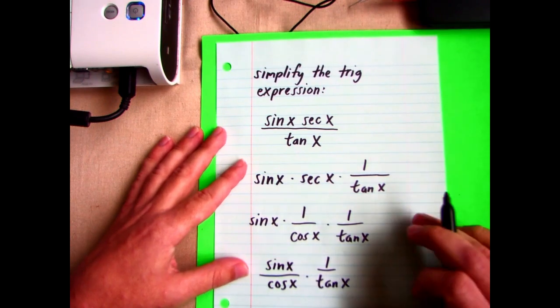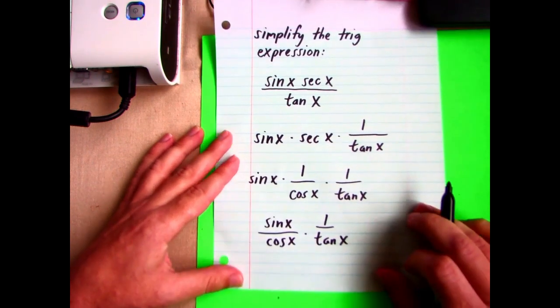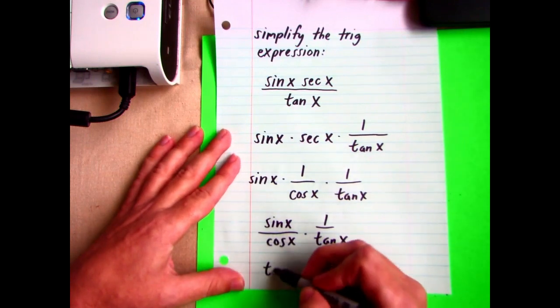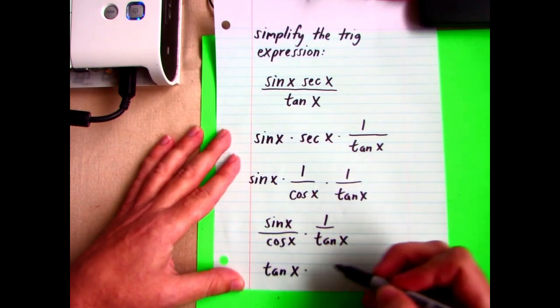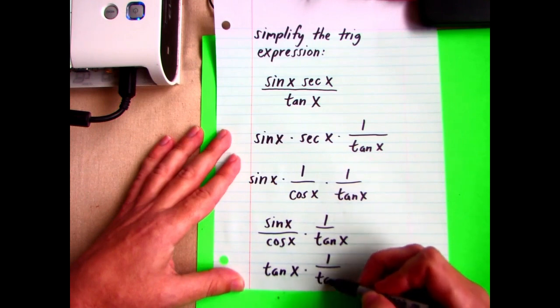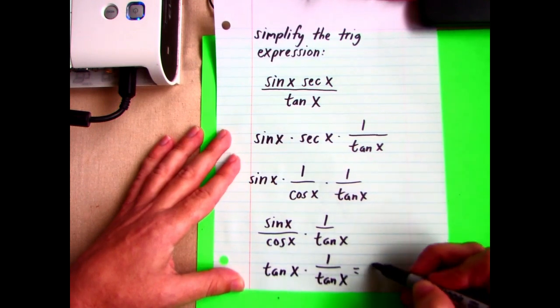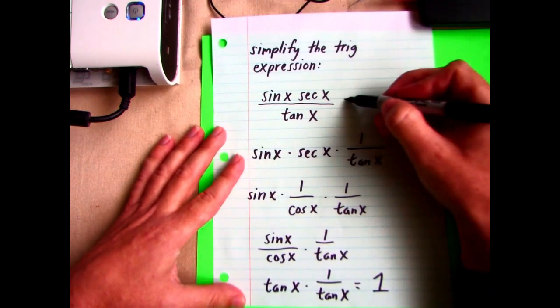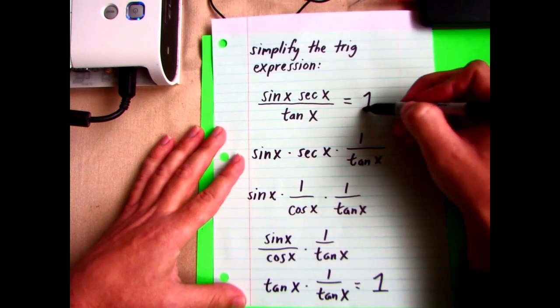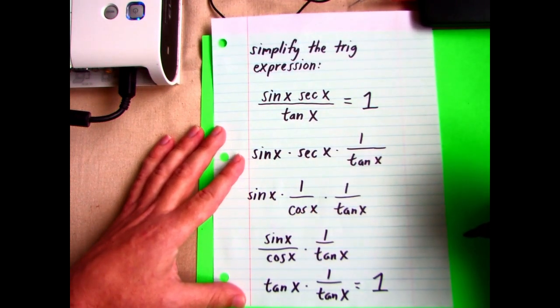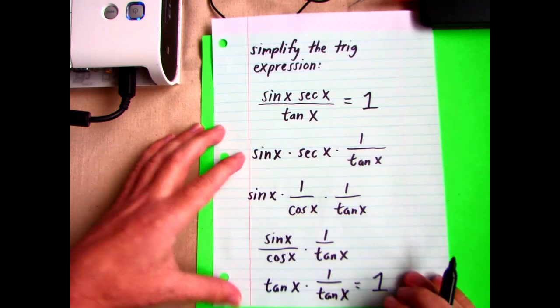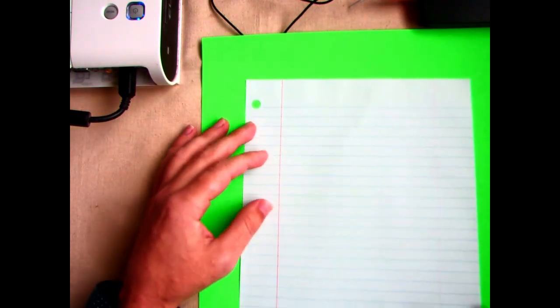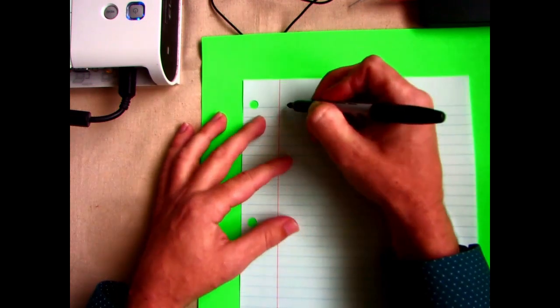Sine over cosine, we all know to be tangent, right? Well, if sine over cosine is tangent, now it's basically reduced to tangent times 1 over tangent, which is just 1. So basically we separated the pieces of our original expression, tried to rearrange them and rework them to see what cancels, to see what simplifies. That's the best way that I can try to explain this process.